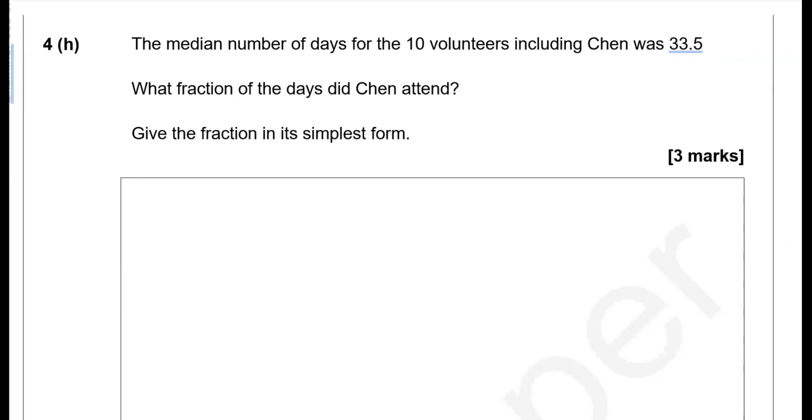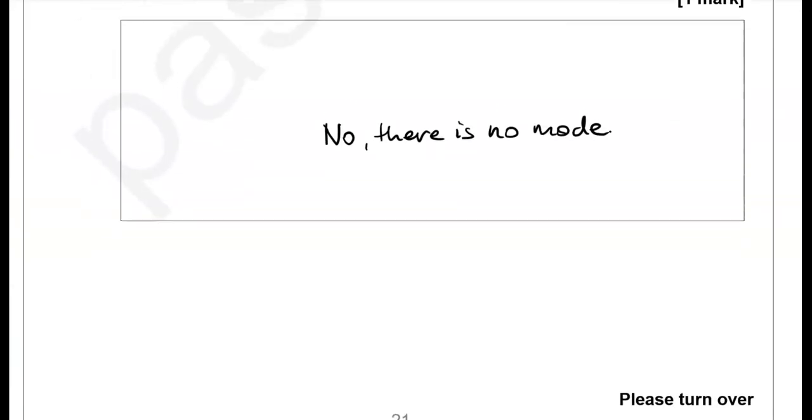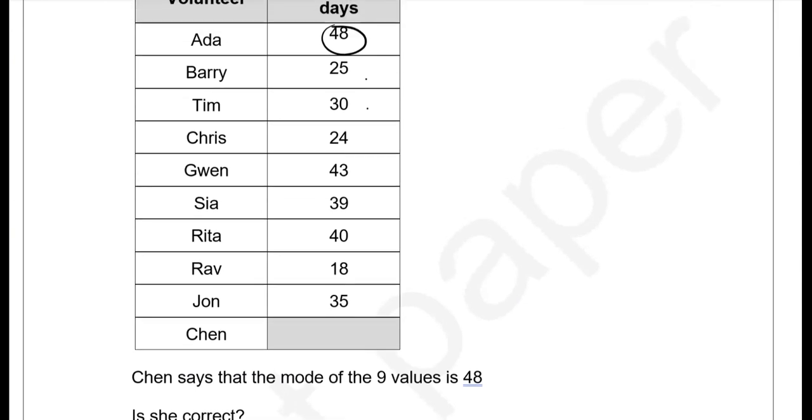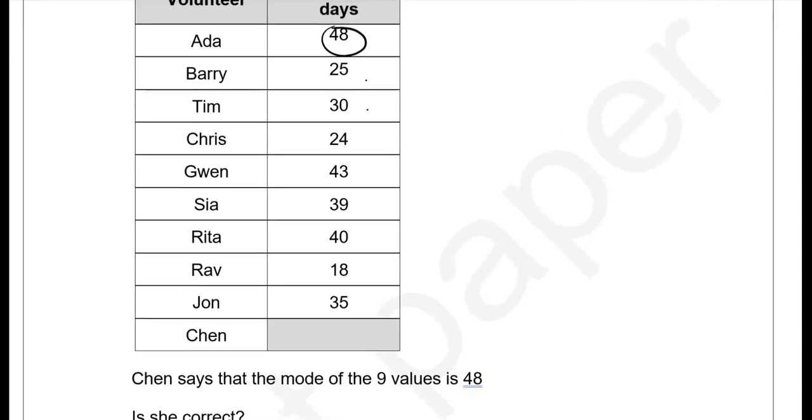The median number of days for the 10 volunteers, including Chen, was 33.5. What fraction of the days did Chen attend? Give the fraction in its simplest form. So 33.5 is the median. Let's see how that's going to help us work out the number of days for Chen.